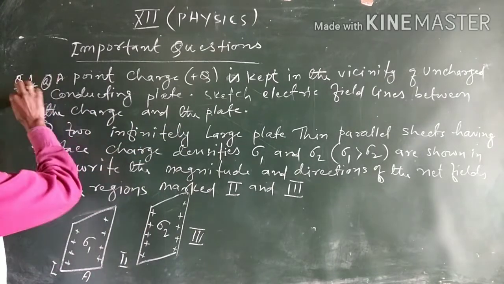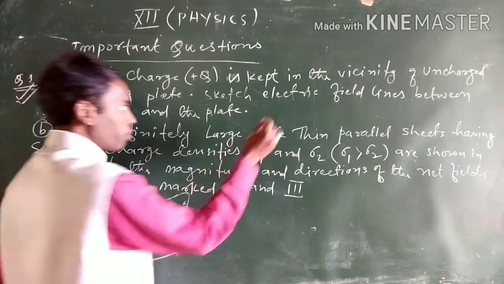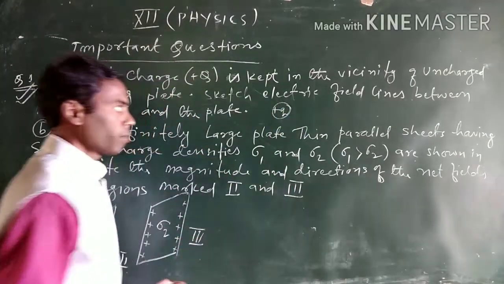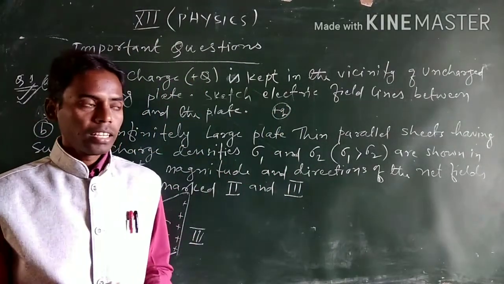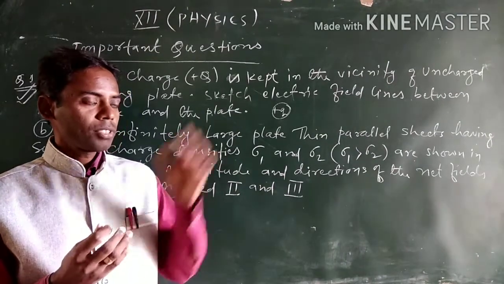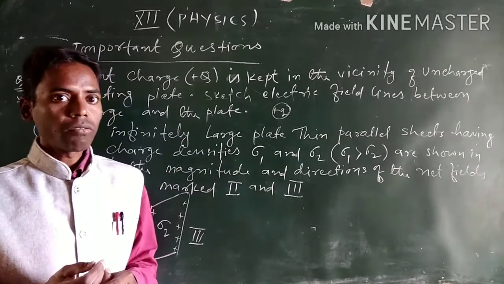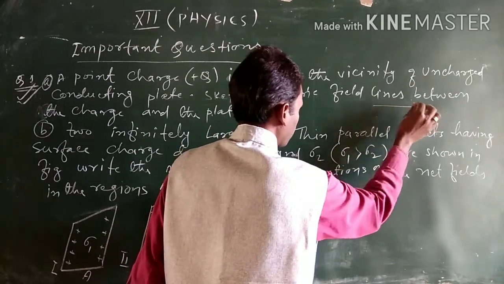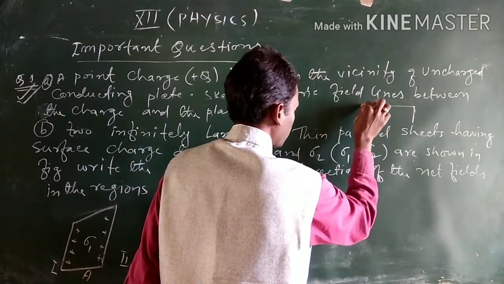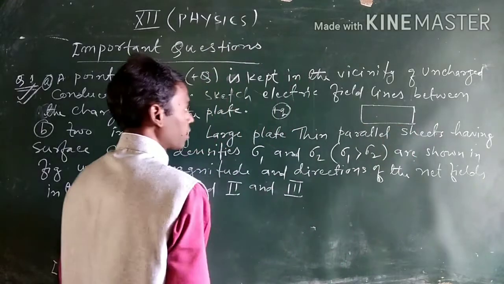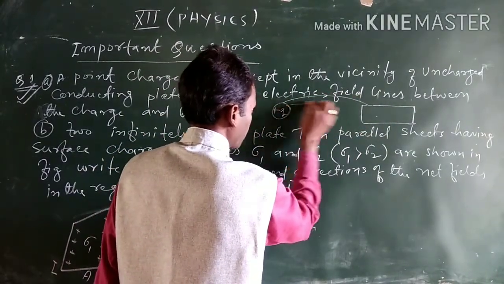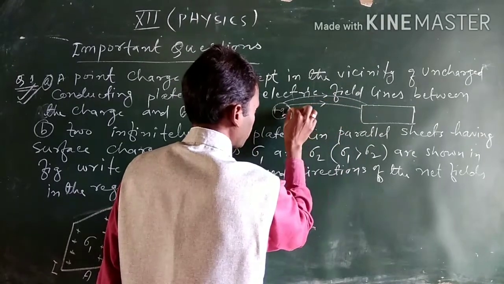This is number 1. Okay, A. Suppose here is the plus Q charge. From the plus Q charge, electric field lines are produced, that means in the radially outward direction. Then suppose here is the plate. This plate is conducting. That means from this charge, electric field lines will go like this.